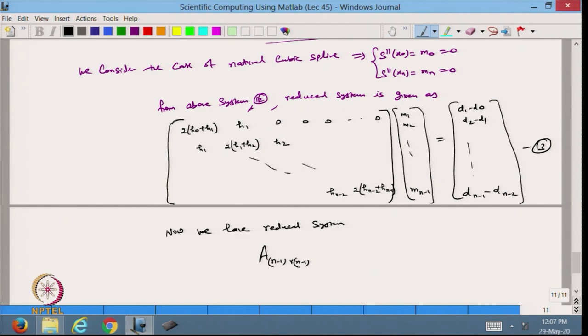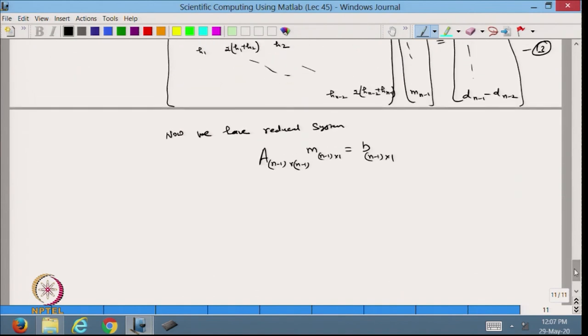Now multiply with the vector m, that is n minus 1 cross 1, and it is equal to, I call it B, that is n minus 1 cross 1. So this is now a system of linear equations, and also the matrix A is diagonal dominant.